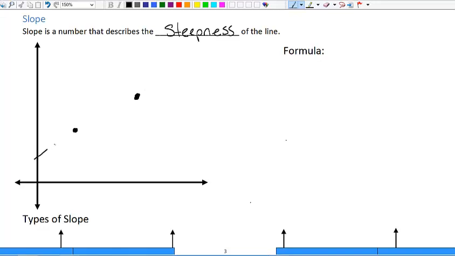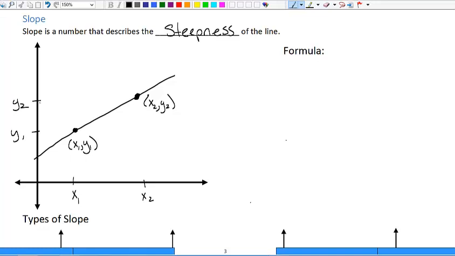And let's just say that there are only 2 random points here. We will call this first one x1, y1, and the second one we'll call x2, y2. The little 1 and the little 2 just represent, hey, I'm the first x, or I'm the second x, or first y and second y. So this point is x1, this point is x2, and this point will be y1, and this point right about here will be y2. So I want to know what the steepness of this line is, and I need a number that represents the steepness of a line.